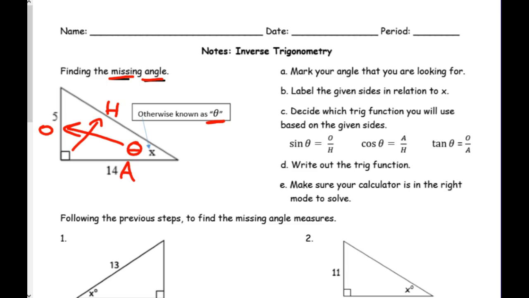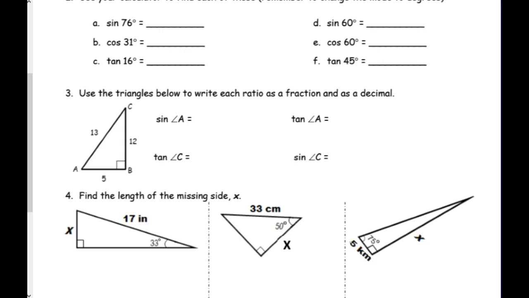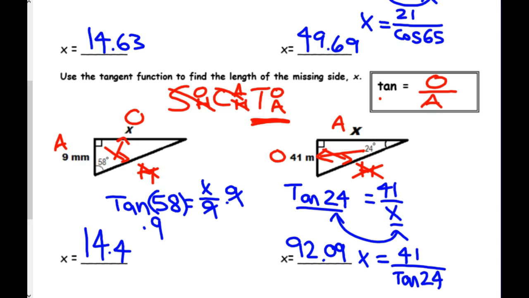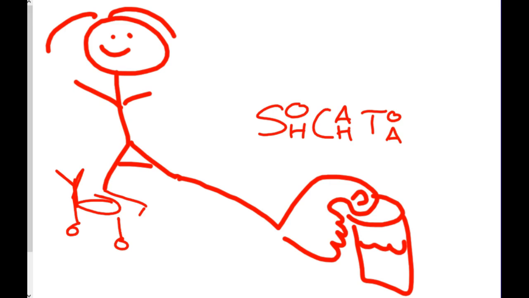We want to, as usual, cross one out. Which one do we not care about? Okay, H. Don't need it. So O and A, right? We can't forget Sohcahtoa. Sohcahtoa. This is Sohcahtoa, so it's Sohcahtoa every single time.